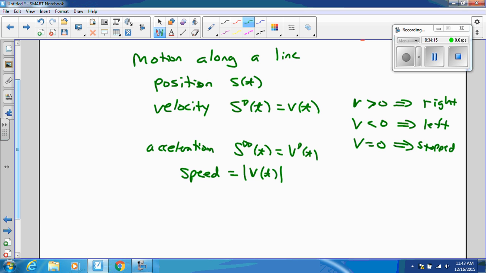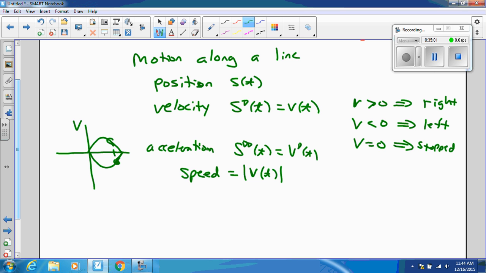And is my speed always increasing if my velocity is increasing? No. Under what circumstances? Well, here's one. Do we all agree that right at this time c, my velocity is increasing? Yes. How do I know? Because its derivative is positive. But is my speed increasing? No. And you can see that by taking a look at the absolute value of the velocity and see that my speed is actually going down while my velocity is going up, because my velocity is becoming less negative. It's heading towards zero.